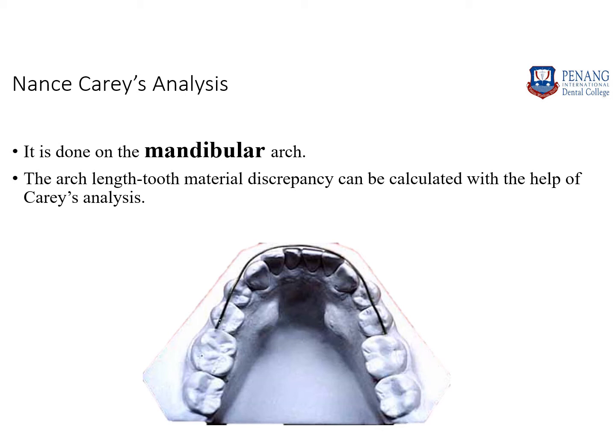Now coming to the second analysis, which is Nance-Carey's analysis, the difference between arch perimeter analysis and this analysis is just that arch perimeter is performed on a maxillary arch, whereas Nance-Carey's is performed on a mandibular arch.